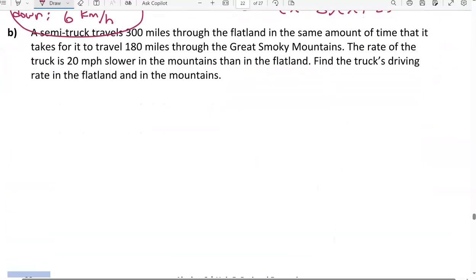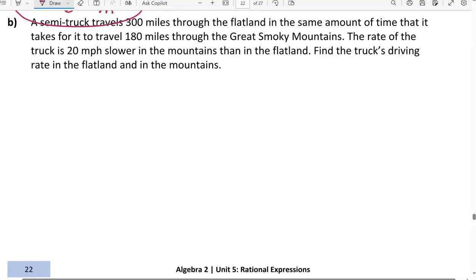In B, we have another distance, rate, and time problem. A semi-truck travels 300 miles through the flat land in the same amount of time that it takes to travel 180 miles through the Great Smoky Mountains. The rate of the truck is 20 miles per hour slower in the mountains than in the flatland. Find the truck's driving rate in the flatland and in the mountains. Okay, so another distance, rate, and time problem. We'll set up a chart to organize the information.